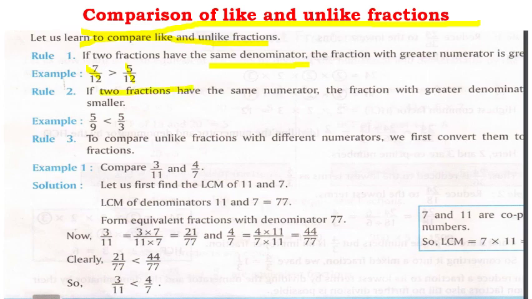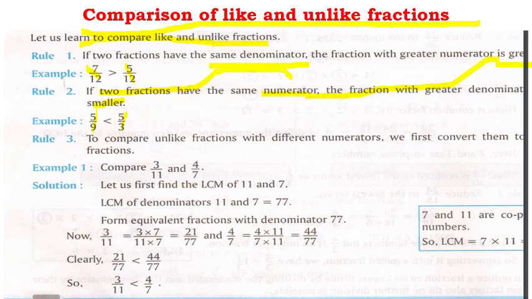So if two fractions have same numerator, the fraction with greater denominator is smaller. This is our rule 2. Now what it says? If two fractions have same numerator. Now look here. Numerators are same. See the example. 5 by 9 and 5 by 3. Now 5 and 5 numerators are same, isn't it? Now denominator which is smaller will be a greater fraction.